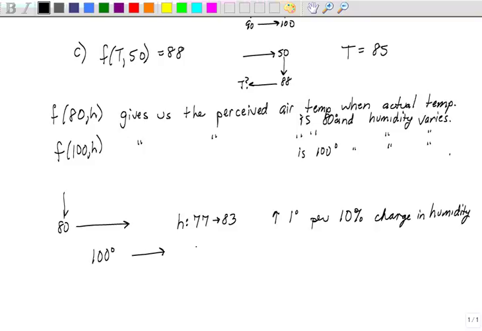But when you get to 100 degrees, the H is going from 99 to 144. So the increase is 5 degrees to 12 degrees for 10% change in humidity. If you read the chart, it goes from 99 to 104, that's 5 degrees. And then at the end, it goes from 132 to 144, that's 12 degrees. So that's changing a lot more rapidly.